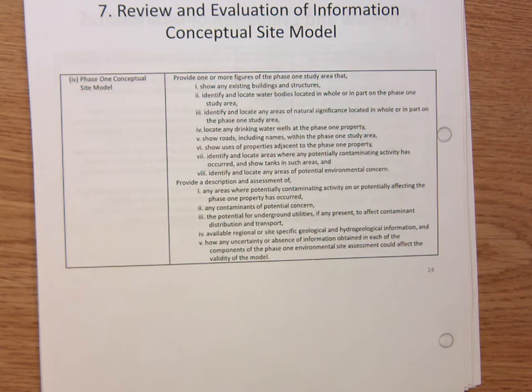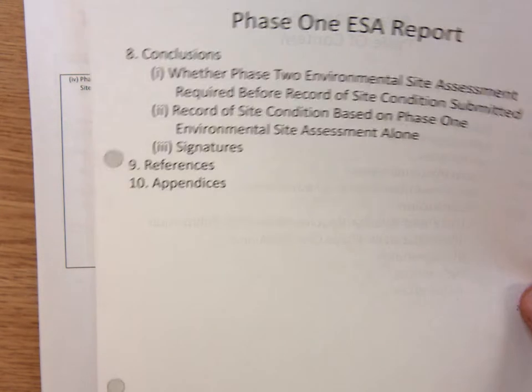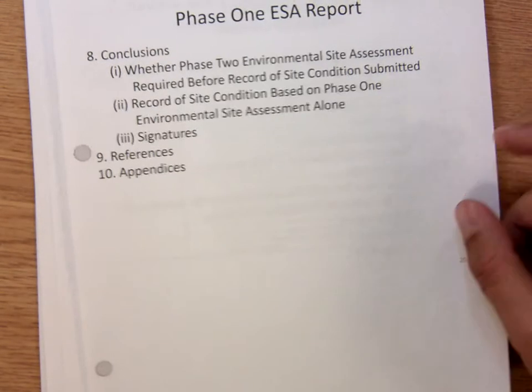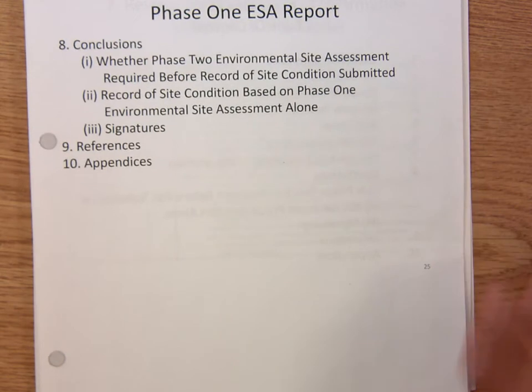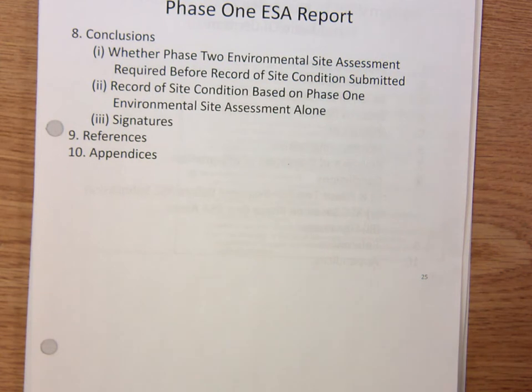Eventually, after you've done all of these steps in your Phase 1 environmental site assessment, you will actually go ahead and perform conclusions. So in your conclusions, you're clearly answering the questions that we just discussed in the Phase 1 environmental site assessment objectives. If you remember, the objectives were whether or not the contamination is happening or whether or not we need to do Phase 2. Those are the very important questions to answer.